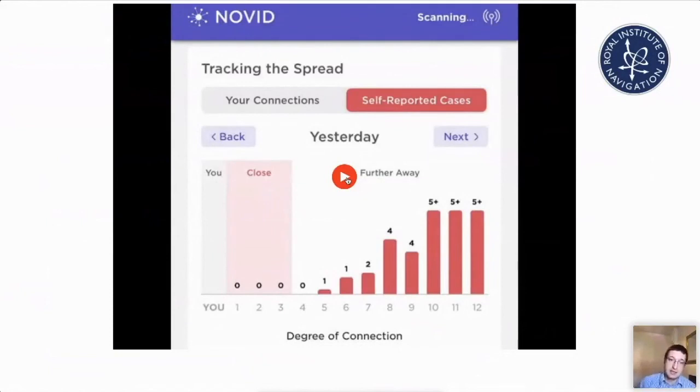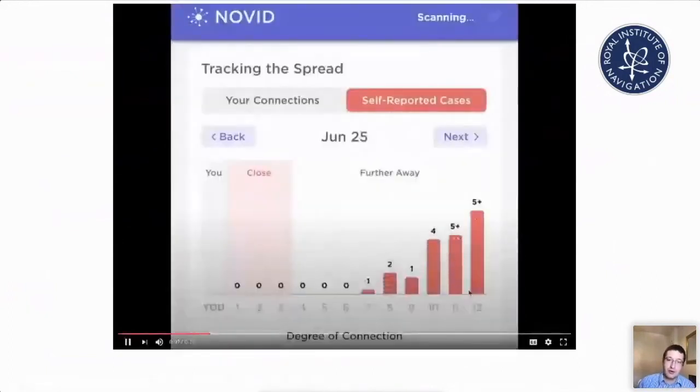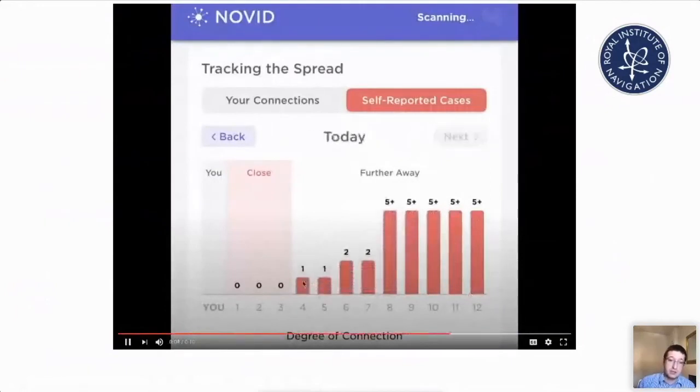What this does is the Novid app over time builds up a network anonymously of who you're connected to through, let's say this is me, and one step away might be my wife, and then someone my wife works with, and someone they play squash with, and someone that person goes to the pub with, and someone that person goes to church with, and someone that person works in the hospital with, or whatever. And what this is showing is, as people far away in your network start to actually get coronavirus, this warns you that it's kind of coming to you, like rain on a rainfall radar.